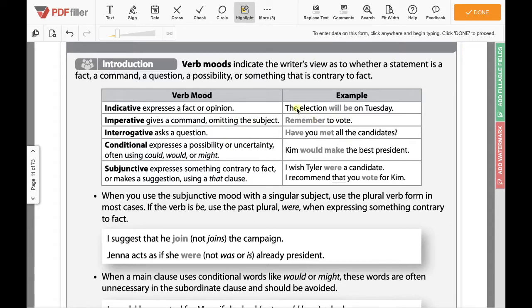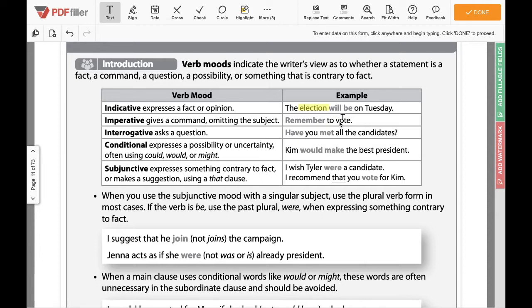But if we look at the election will be on Tuesday, election is our subject because what will be on Tuesday? The election. This sentence is talking all about the election, which makes the election our subject. So the imperative verb mood takes away our subject. It says, remember to vote. Who is the subject in the sentence? The unspoken subject. Whoever the reader's talking to, right? It could be you should remember to vote or you need to remember to vote, that sort of thing. But it's just commanding the reader to do something without a subject.